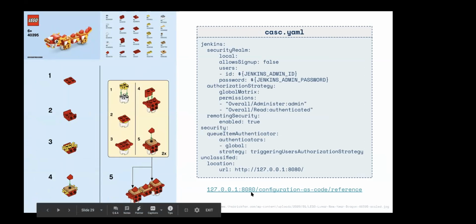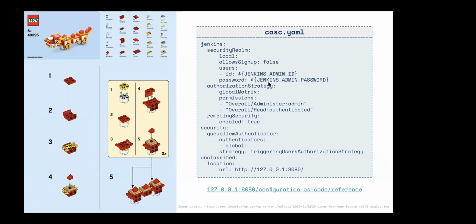To use JCasC, you have to specify the configuration as a YAML file. So instead of specifying a user named admin in the web UI, you would specify that user and the password in this YAML file. Instead of setting up permissions, like telling authenticated users they can read all the jobs and admin users can do everything, on the web UI, you do that in the YAML file.